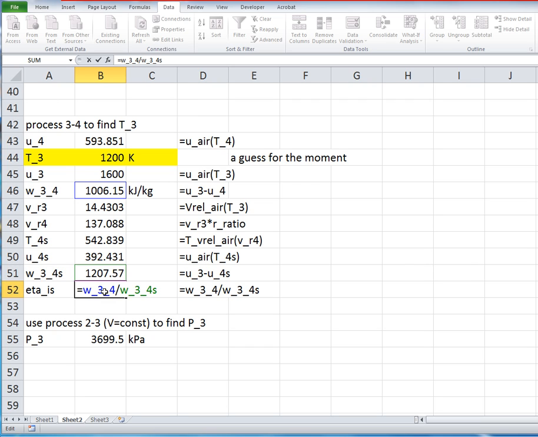So I've calculated the ideal work, and I've calculated the actual work. That ratio is the isentropic efficiency. And as I said, that's not terribly close. We could make even a worse guess. Let's say it was 1,000 degrees K. This number is supposed to be 0.88. We've got 0.78. But we can use the goal seek to set this cell equal to the value that it's supposed to be.